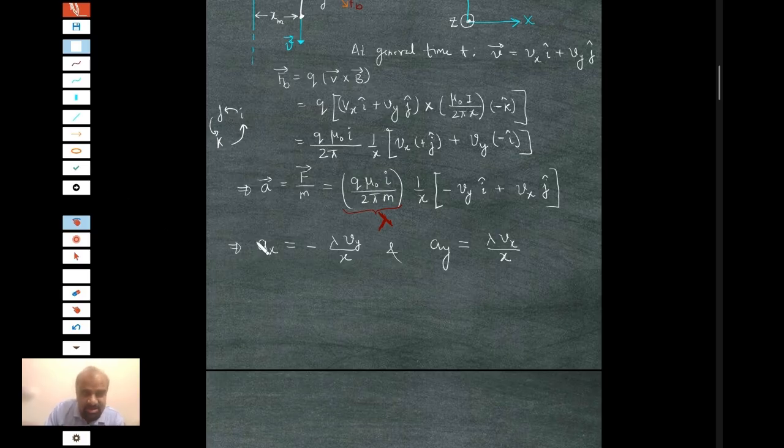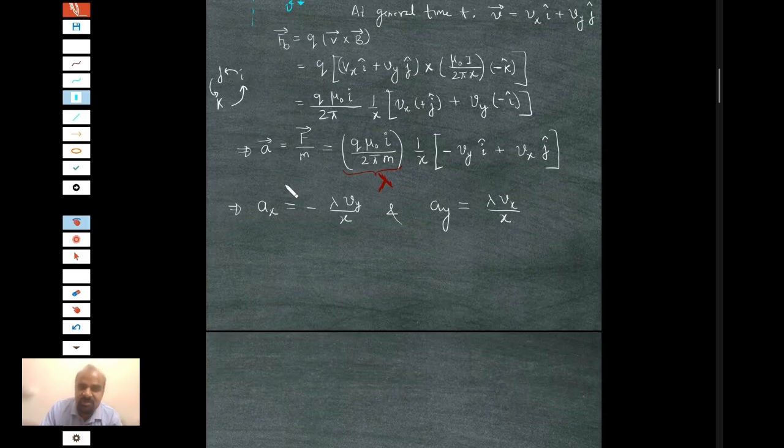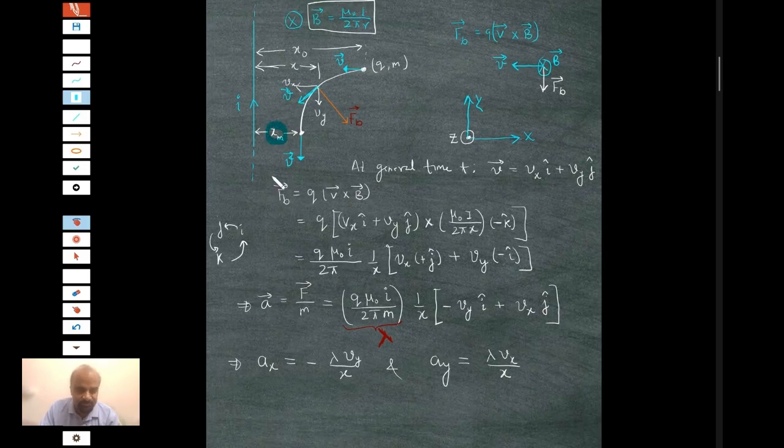All right, see, what do we want? Let's go back to the diagram. We want this minimum distance. Also we know that at the moment this distance is minimum, the velocity is going to be purely along the y-axis. That means the x component should be 0. So somehow that condition we have to use in order to find the minimum separation.